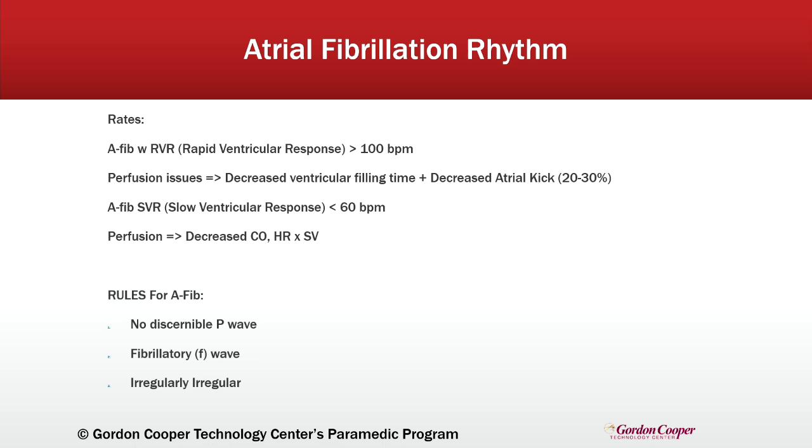And then we see atrial fib with SVR, or slow ventricular response. So when the ventricular rate is less than 60, it's called slow ventricular response. So that might sound more manageable. Perfusion can still be compromised because of decreased cardiac output. So the slow rate can mean the heart isn't pumping efficiently enough to meet the body's demand for oxygen and nutrients.